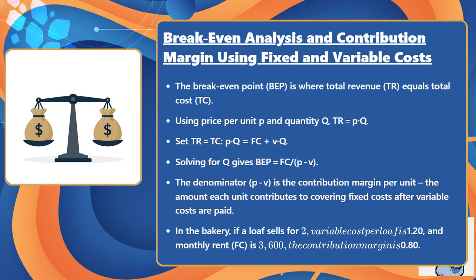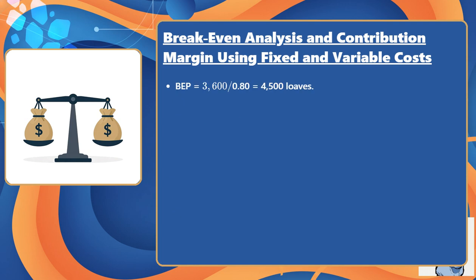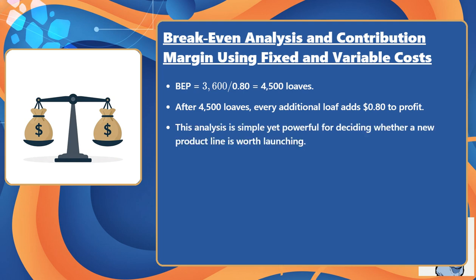In the bakery, if a loaf sells for $2, variable cost per loaf is $1.20, and monthly rent fixed cost is $3,600, the contribution margin is $0.80. Break-even point equals $3,600 divided by $0.80 equals 4,500 loaves. After 4,500 loaves, every additional loaf adds $0.80 to profit. This analysis is simple yet powerful for deciding whether a new product line is worth launching.